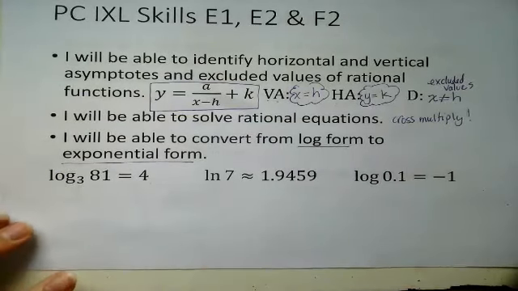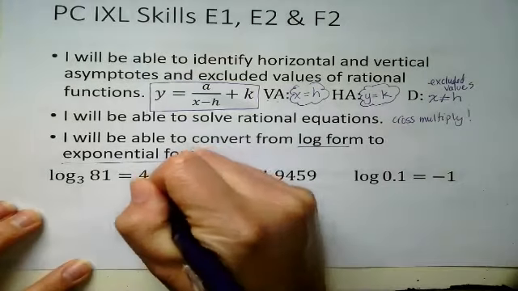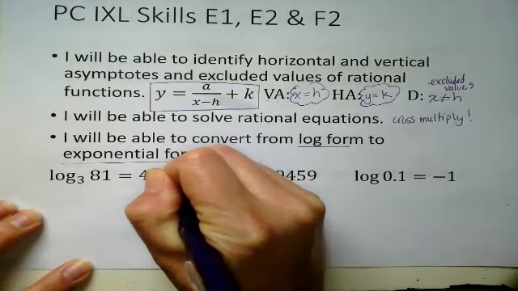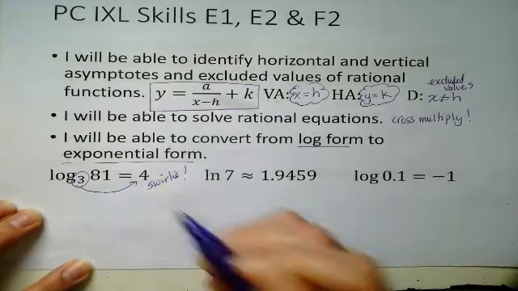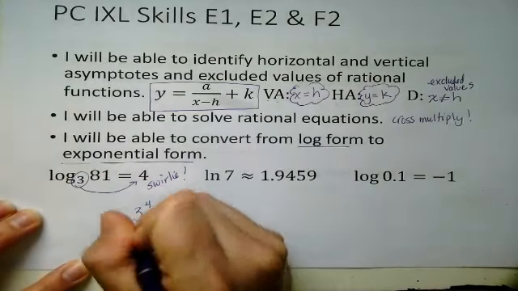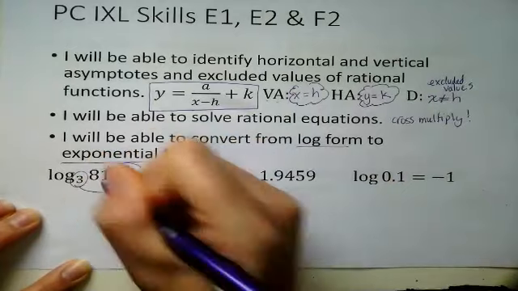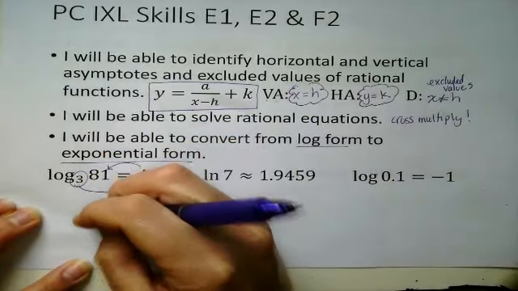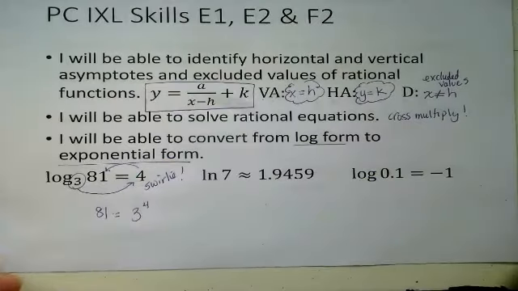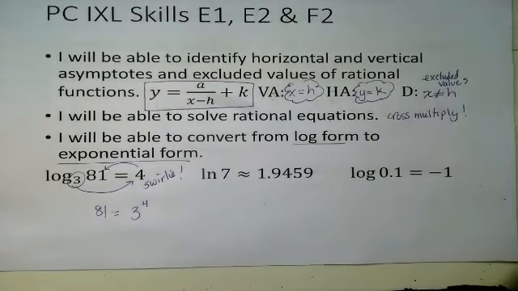And so if you remember, how do you drop a log? You give it a swirly. And I wanted to just refresh your brains on that stuff. So we're going to start with the base, circle around, and pick up our power. And that's always going to equal the argument. Whoops, I reversed that. It's my dyslexia coming through there. Okay, so 3 to the 4th equals 81.